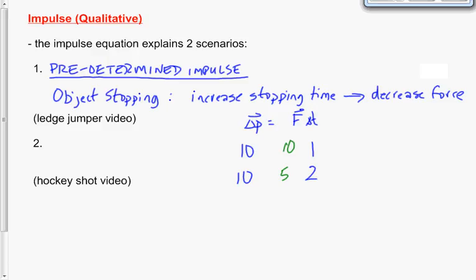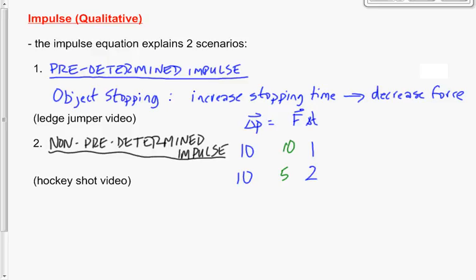The other situation that can be explained by impulse is when we have the exact opposite situation. I don't even know if this is a word, I don't think it is, but I'm going to make one up. It's when we have a non-predetermined impulse. I don't think it's legal to even have two hyphens in the same word, is it? Maybe you could call it an undetermined impulse, but I like this better. Non-predetermined impulse. That generally occurs when an object is starting.